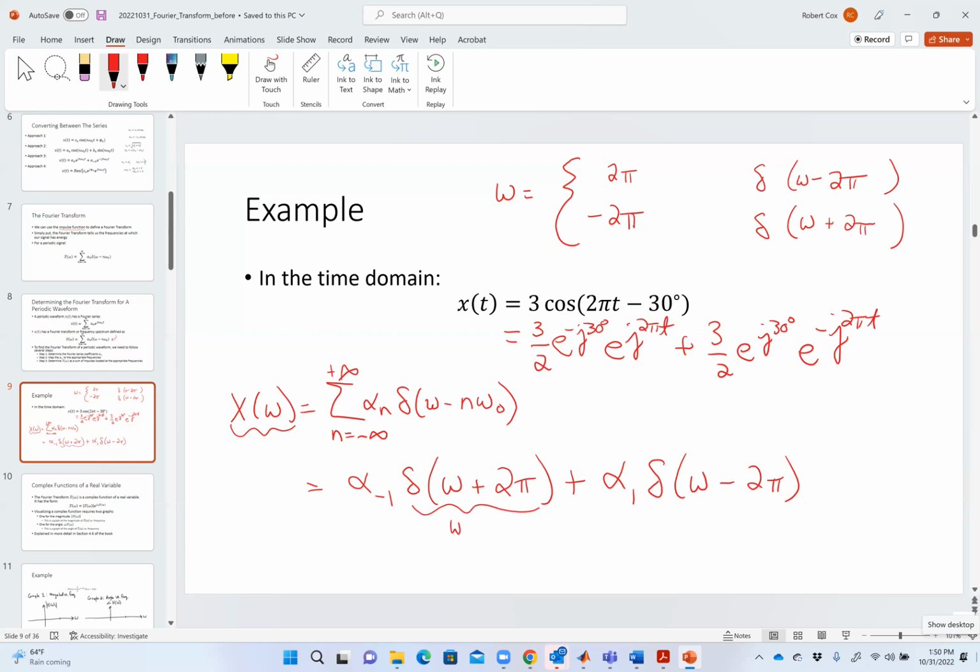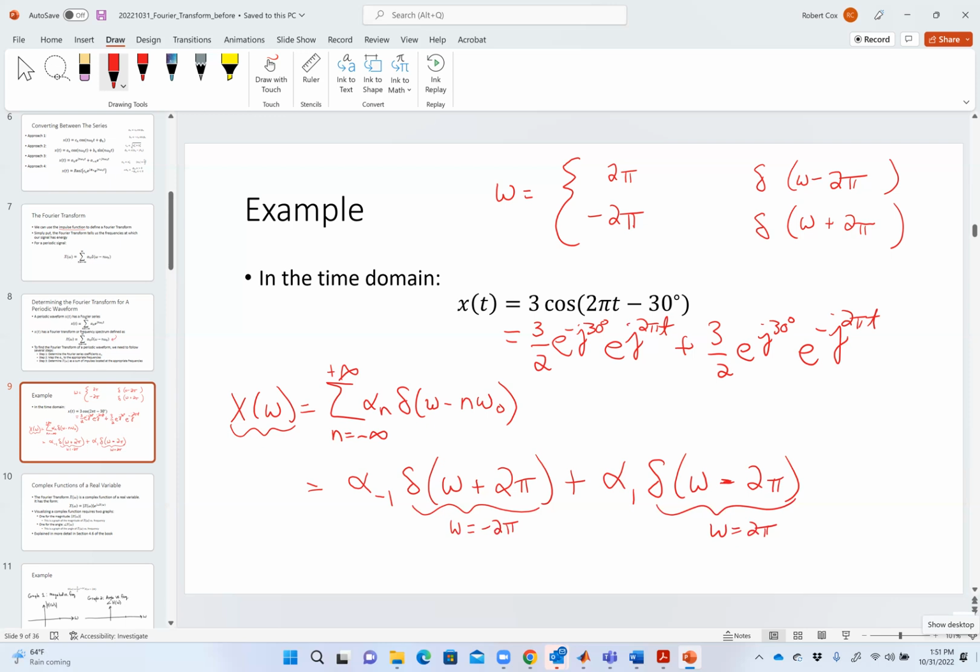This is my omega equal to negative 2 pi. This is my omega equal to 2 pi. Because by having a negative sign here, I'm shifting the impulse to the right. By having a plus sign, I shift it to the left. This is the way that I try to sketch this. Basically, what this impulse says is I have information only at those two locations. There is no other information anywhere else. That's the basic idea.